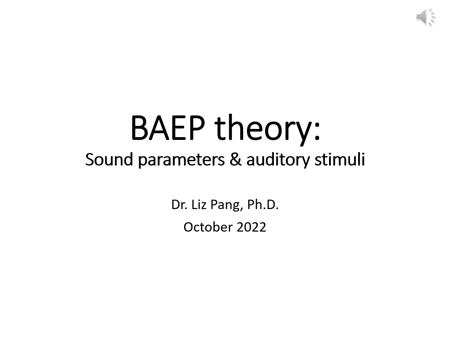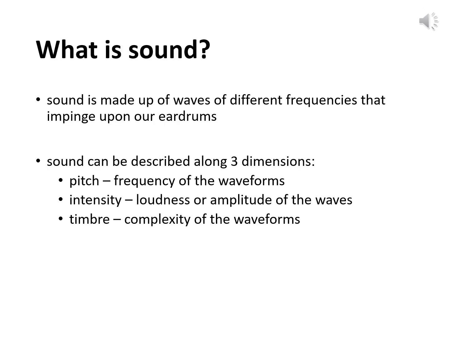This module will talk about what is sound and what types of stimuli do we use for acquiring a brainstem auditory evoked potential. The sound that we hear is made up of sound waves that travel to our eardrums and activate our eighth nerve. Sound can be described along three dimensions.